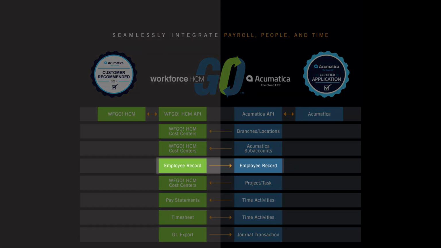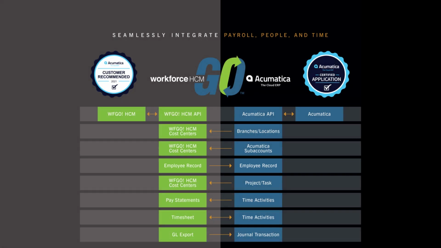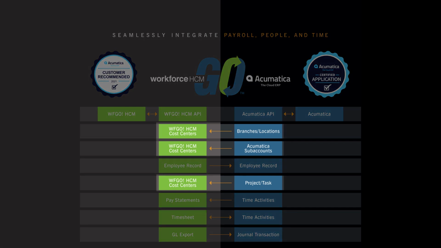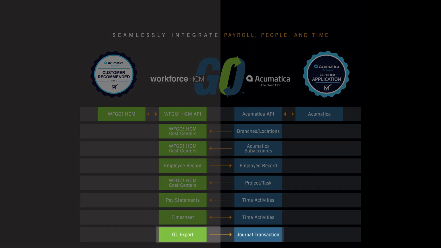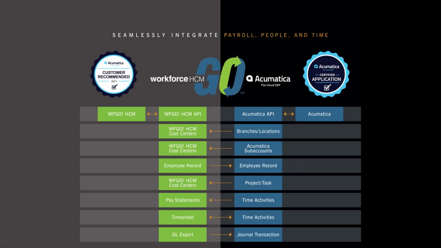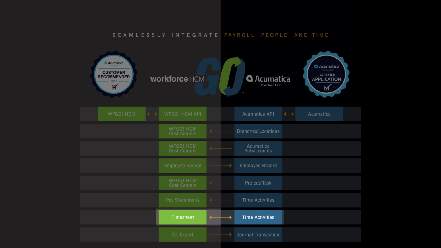Here, we see the illustration of that experience showing real-time, bidirectional integration, whether that is employee data from WorkforceGo HCM to Acumatica, unlimited sub-accounts, segment values, projects, and tasks from Acumatica to WorkforceGo HCM, payroll journal entries from WorkforceGo HCM to Acumatica, or even employee time information posting to both WorkforceGo HCM and Acumatica.